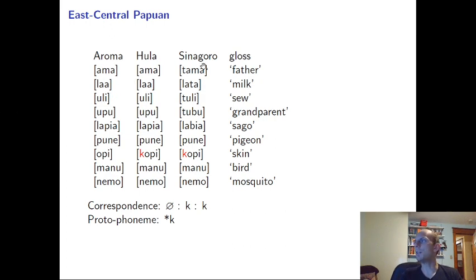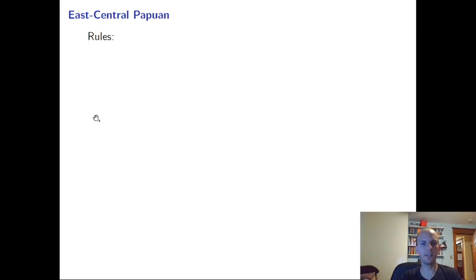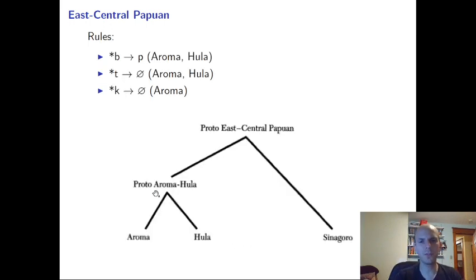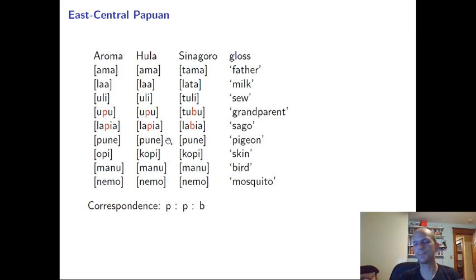Ama, ama, tama, right? Ama and ama are identical, Aroma and Hula are looking very similar, and Sinagoro is different. La, la, lata. Again, these two pattern in a way, and this one's the odd man out. Upu, upu, tubu, right? So we can see that, and our intuitions are telling us that. But we don't want to just rely on our intuitions. We want to have a more formal way to create these family trees than just, well, they look similar.